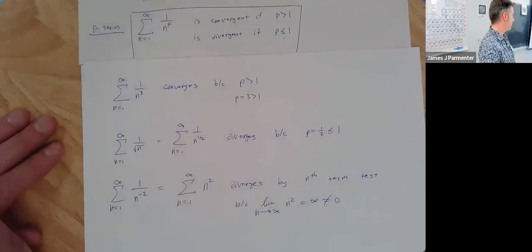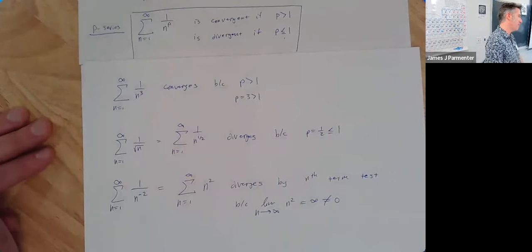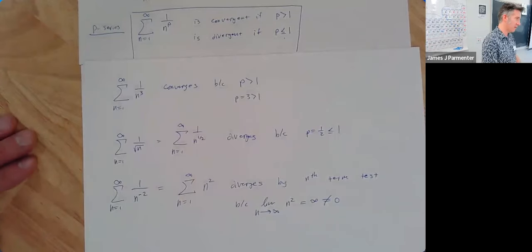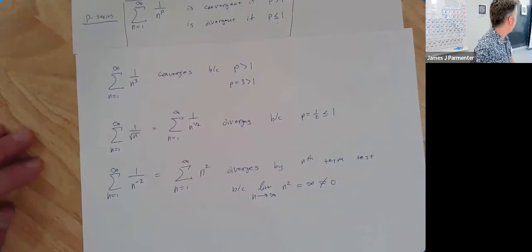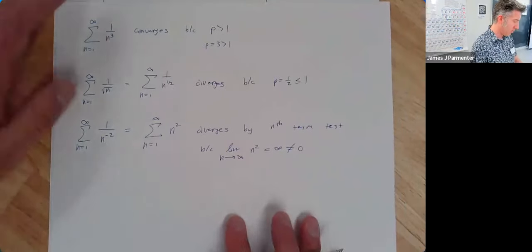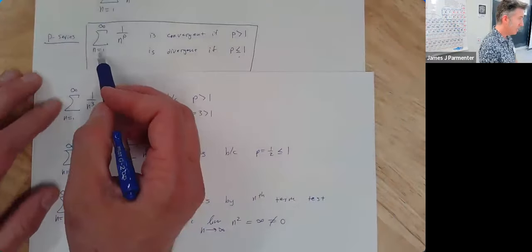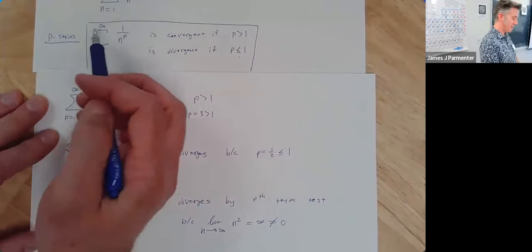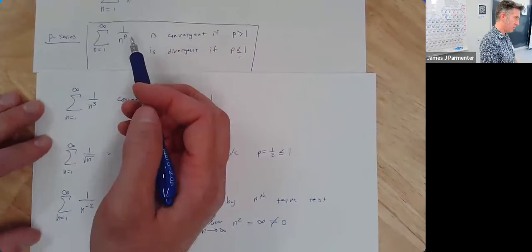And that's usually what people appeal to in that power. But you could also say it's diverse. So to be super specific here, a P series is a series that looks exactly like this. It goes from n equals 1 to infinity. It's exactly 1 over n to the P.